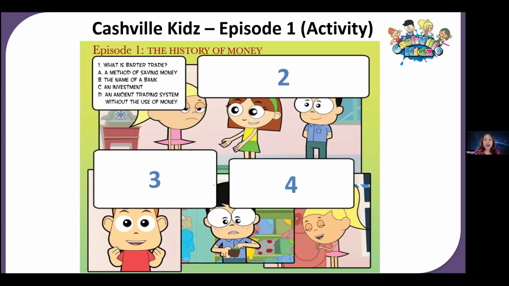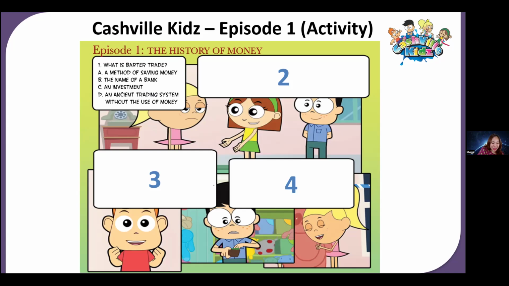So what is barter trade? Is it A, a method of saving money, B, the name of a bank, C, an investment, or D, an ancient trading system without the use of money? Now, if you'd like to answer, type capital G in the chat box and you'll have the opportunity to answer the question. All right, Amelie, what is your answer? A, B, C, or D? The answer is D. Congratulations, Amelie.